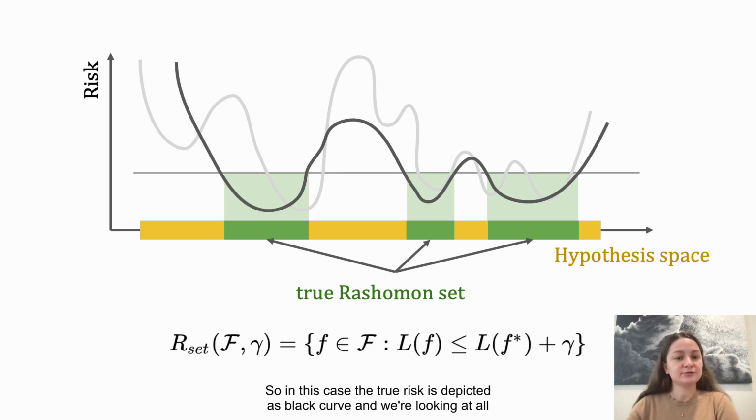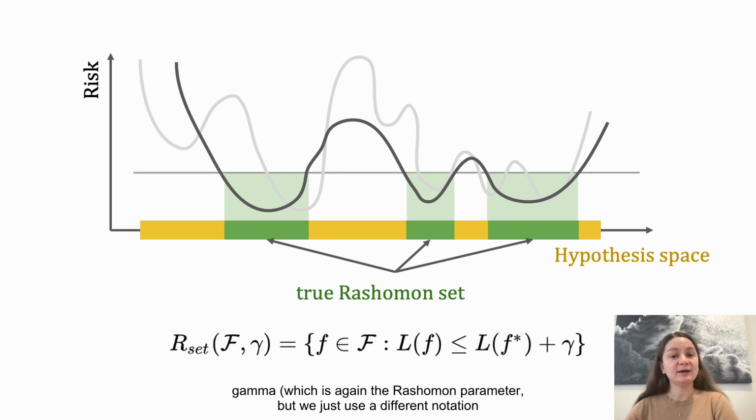So in this case, the true risk is depicted as the black curve, and we are looking at all models F such that the true risk of F is less than or equal to the true risk of the optimal model F star plus gamma, where gamma is again the Rashomon parameter, but we just use a different notation to differentiate the true and empirical parameters.